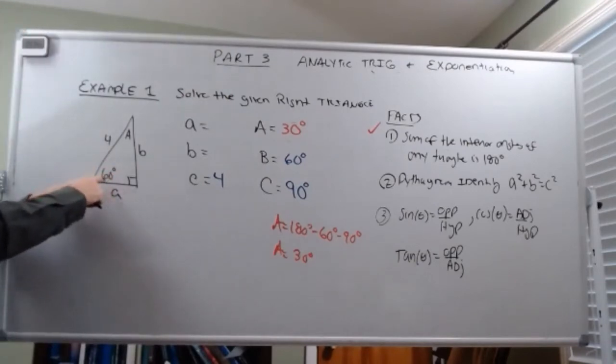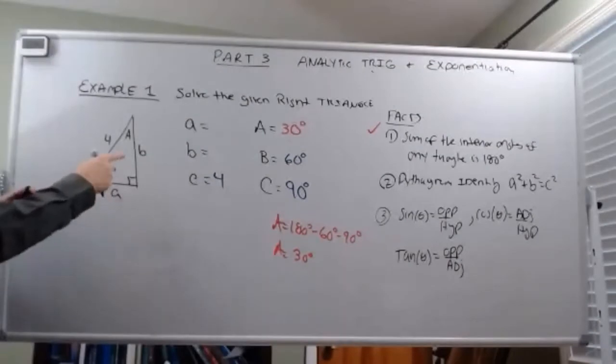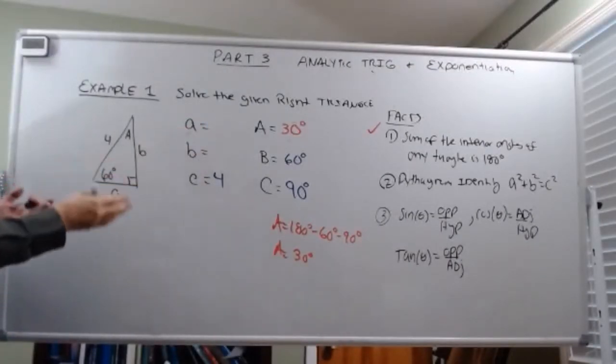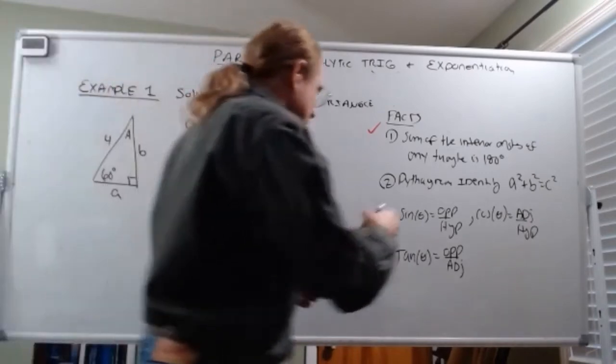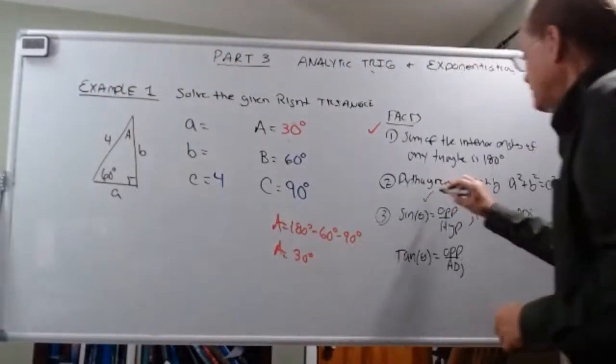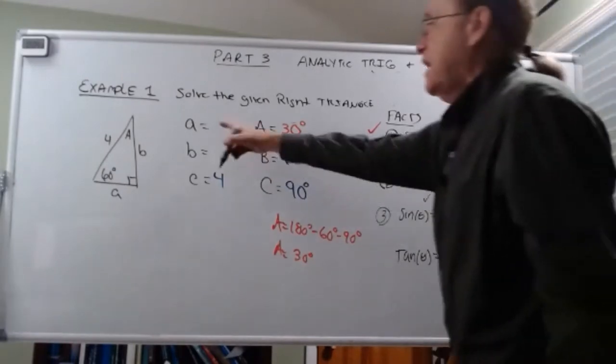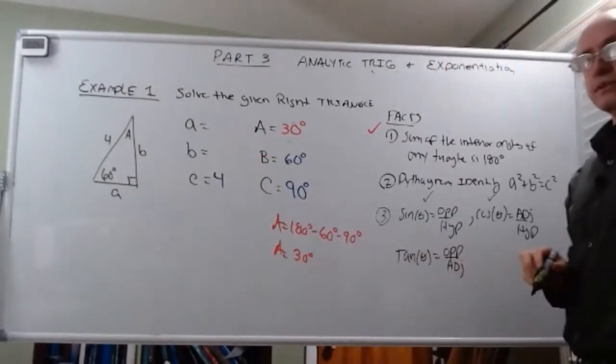I want the side opposite the angle. It doesn't matter, I could do the sine or the cosine, meaning we're going to be using one of these relationships. And that's going to help us estimate the length of one of those other sides.